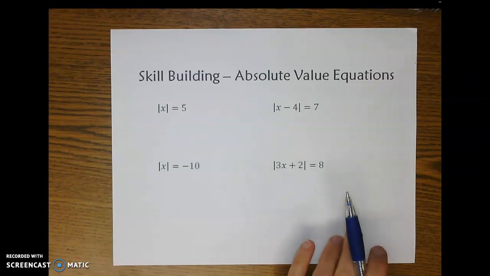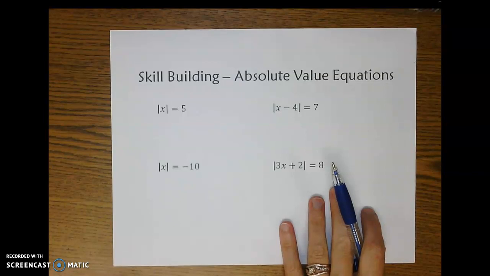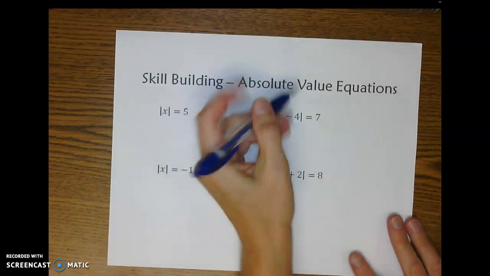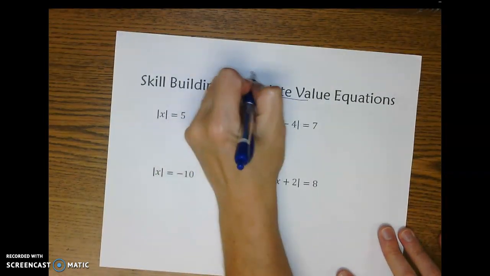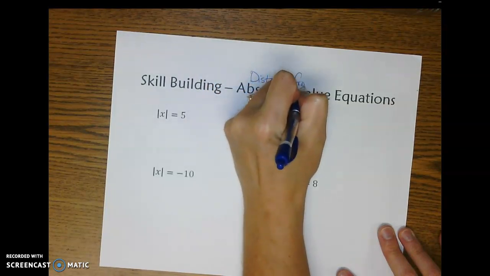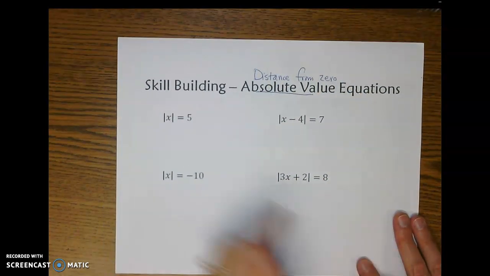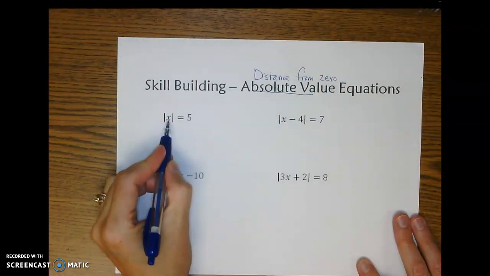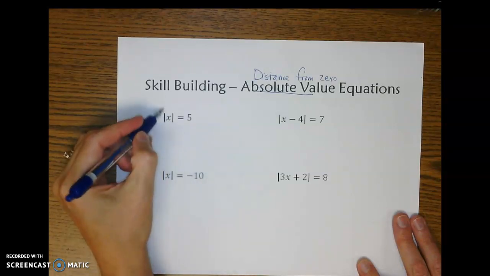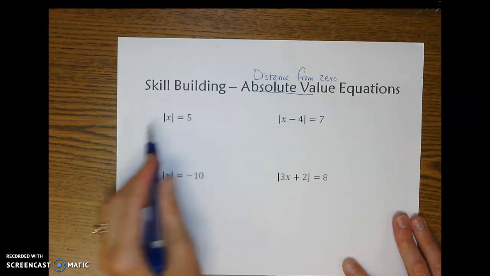Hello, today we're going to review how to solve absolute value equations. Recall that absolute value is the distance from zero. So I need to find values, and it's written like this with these big bars. So this is saying what numbers have a distance from zero equal to 5.